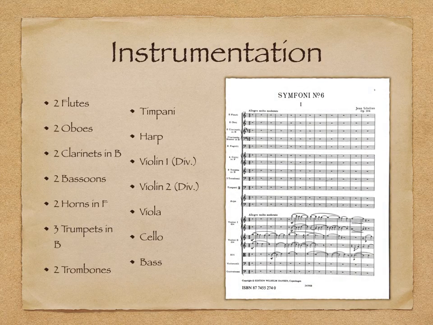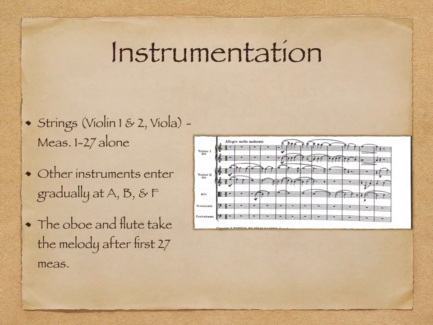Here we have the instrumentation. The first violin, second violin, and the viola are the only 3 sections that play for the first 27 measures of the first movement, and these 3 sections present the main theme. The other instruments enter at different points throughout the movement. The oboe and the flute take the melody after the first 27 measures, and it gets passed between the 2 sections for a little while.